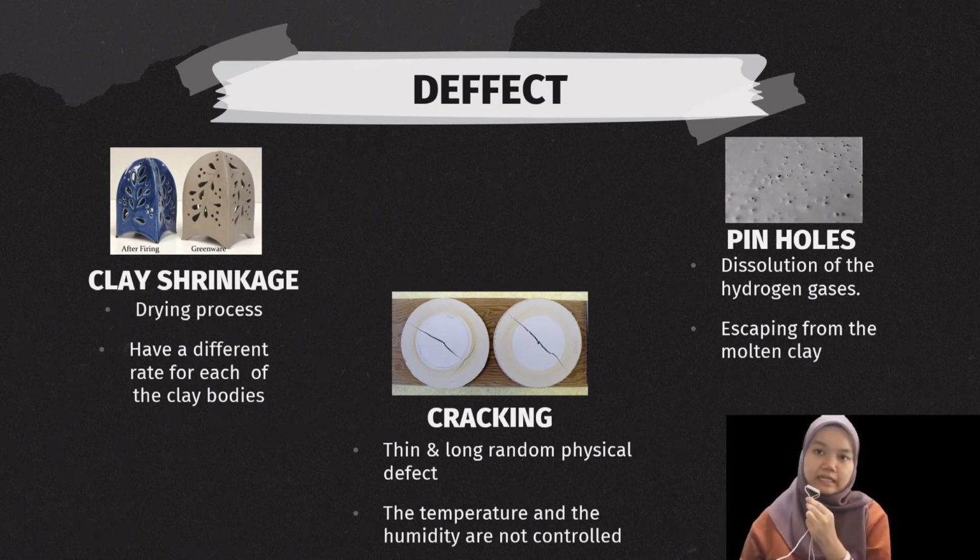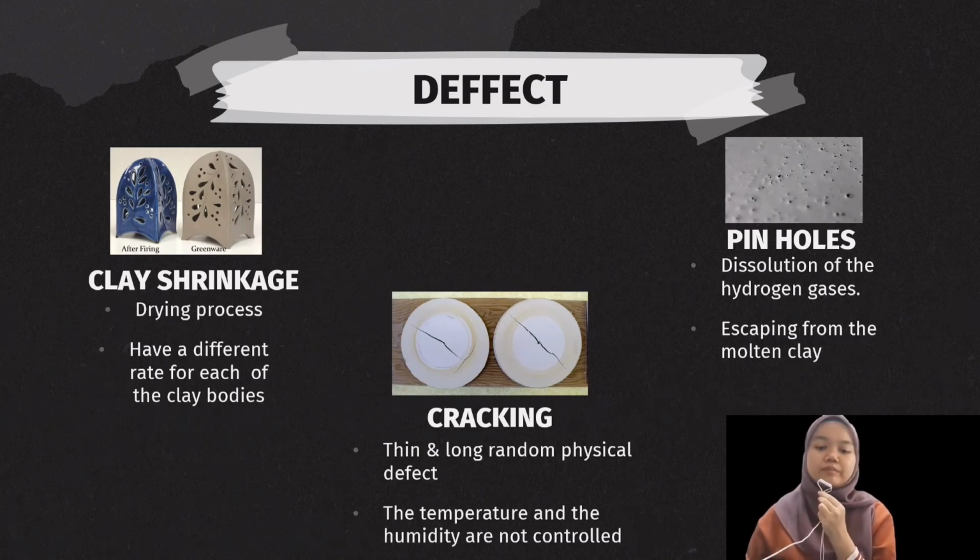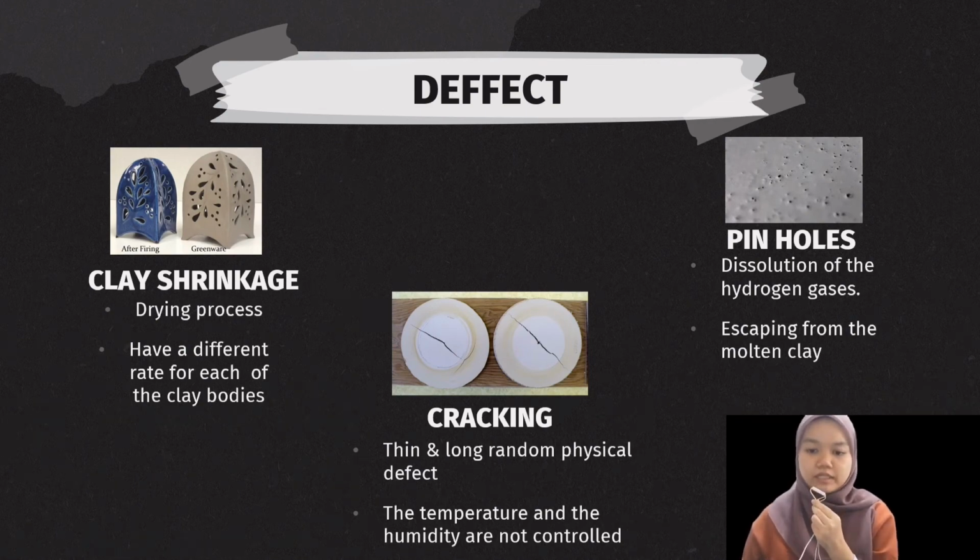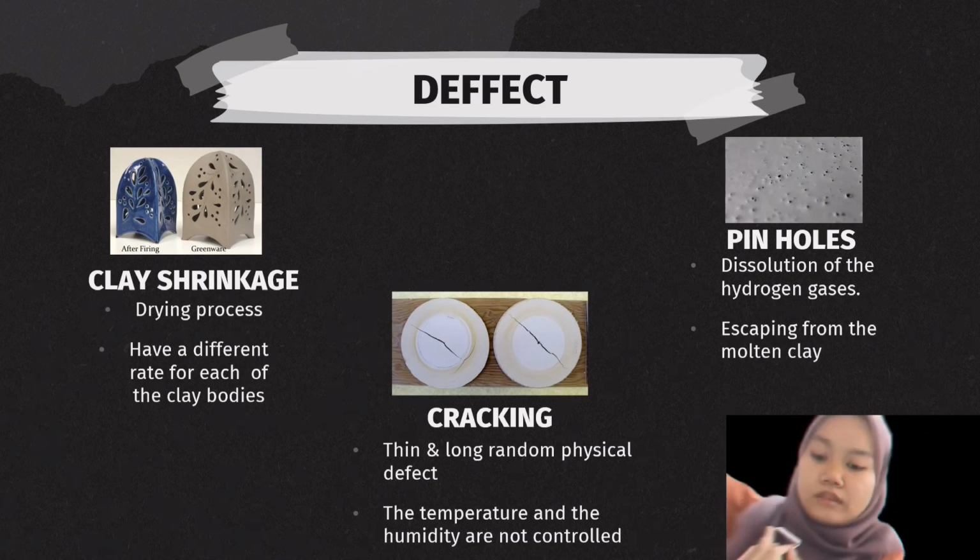Each of the clay bodies shrinks at a different rate, which can be as little as 4% or as much as 15%. That is why we need to make sure what the suitable rate is for the teapot to shrink, to make a perfect shape of the teapot.